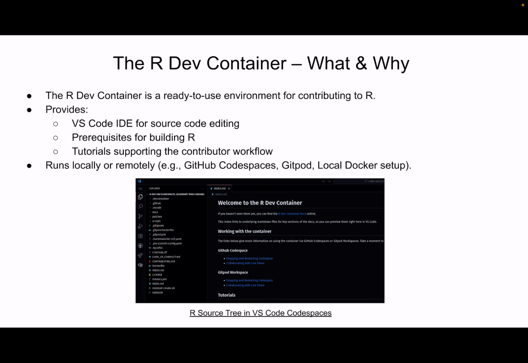The R dev container is a ready-made environment for contributing to R, with VS Code as an integrated development environment, all tools and libraries for building R from source, tutorial guides for getting started and contributing, and usable locally through Docker or remotely through Codespaces and GitHub. It's designed to make our development simple and accessible for everyone.